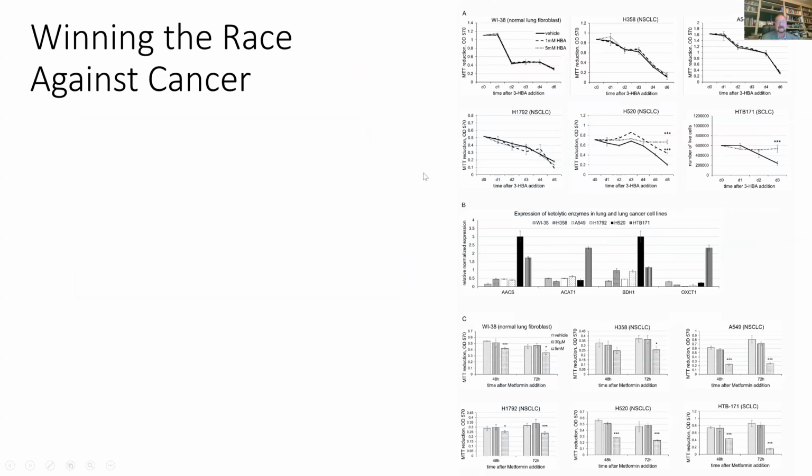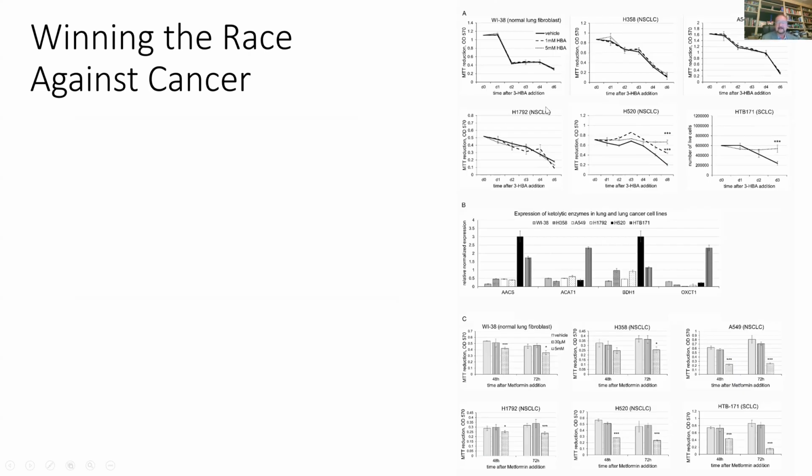So what we did was we took cancers, and we had both squamous and adenocarcinomas, and we grew them in increasingly smaller amounts of sugar. And as we did that, you can see that they grew more slowly, right? And then what we did was we added back ketones, which is what your body makes when you go on a low-carb diet.